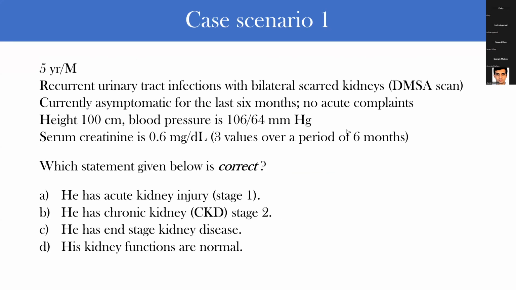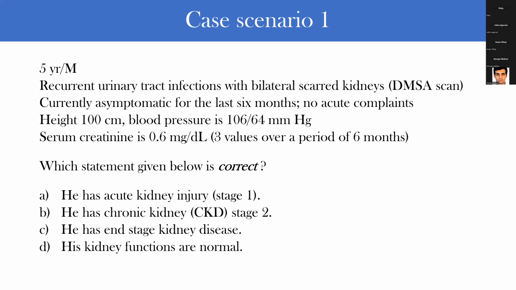Going to the first case scenario, we have a 5-year-old male child who has had recurrent urinary tract infections in the past with bilateral scarred kidneys identified on a DMSA scan, that is a nuclear medicine scan. He is currently asymptomatic for the last 6 months. He does not have any acute complaints, and he was brought to you by parents for his evaluation. On examination, his height is 100 centimeter, blood pressure is 106/64 millimeter mercury, and serum creatinine over the period of last 6 months, we have about 2-3 values in the range of 0.6 milligram per deciliter. Which among the following statements below is correct?